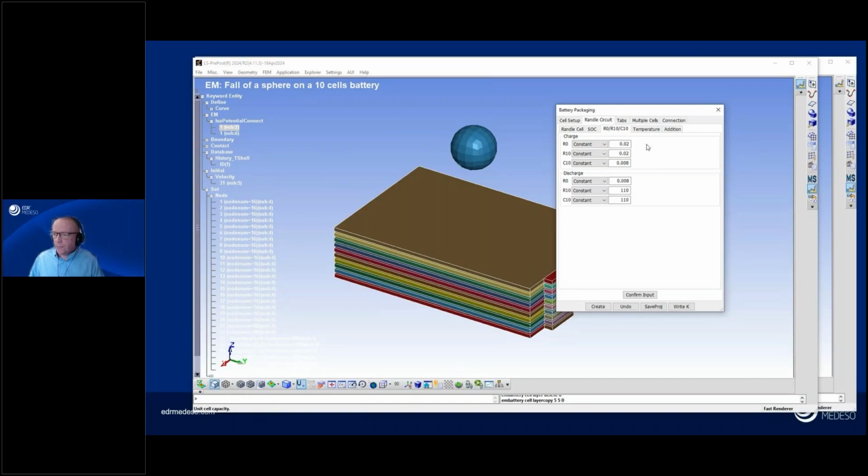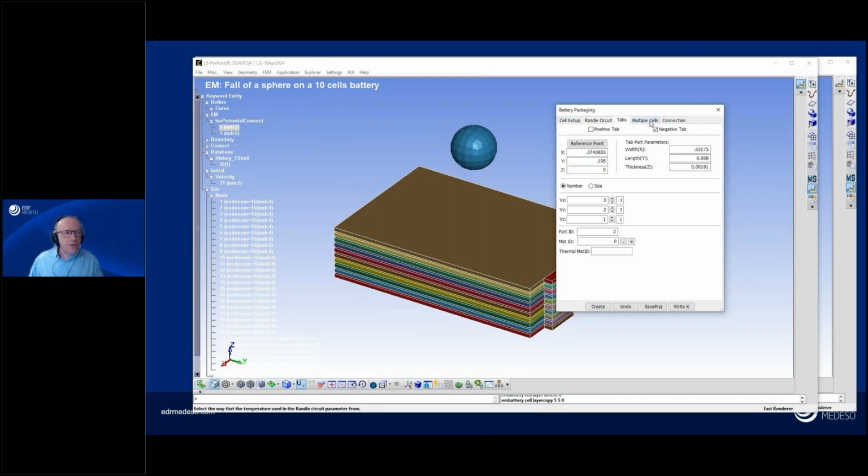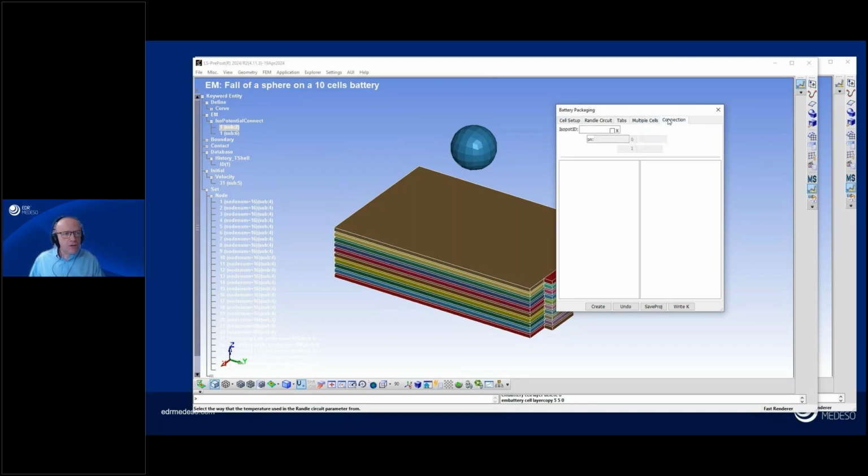Again, we've got our various resistors or capacitance inputs for our RC circuits, our Randles circuits. We've got a temperature input. As soon as we work through these different tabs, we've got multiple cells here. You can see I could put in, say, I want 8 cells in the Z direction. And then if I press create, what we'll end up with is this configuration model for us very quickly.